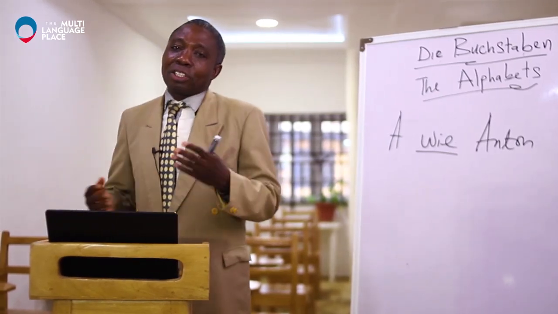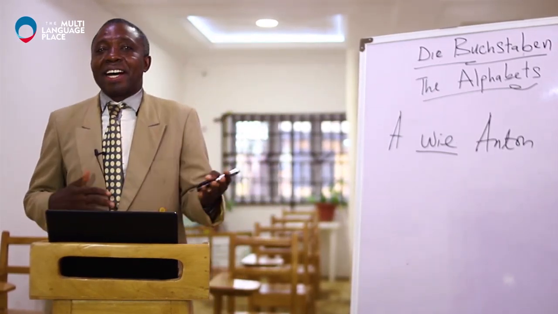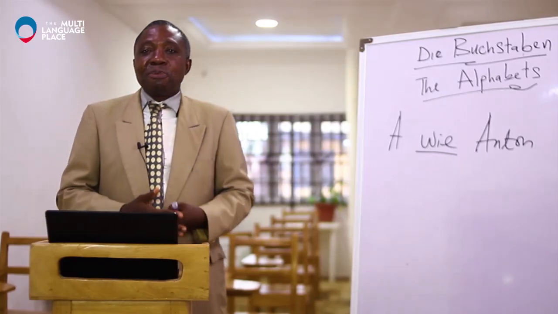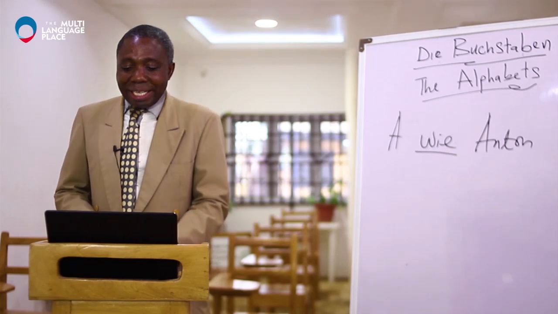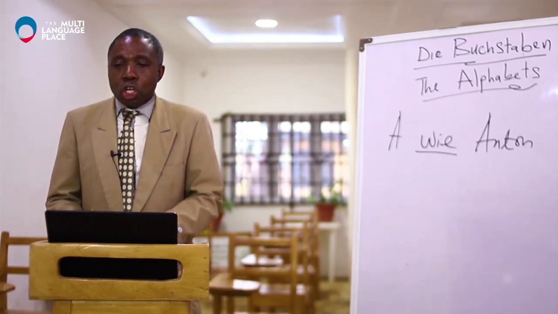A, V, Anton. B, V, Beta. C, V, Caesar. D, V, Dora. And on until you are able to read the whole alphabet with this, attaching it to the noun. We have gotten to E, V, Emil, and then F, V, Friedrich, and then G, V, Gustav, say it, G, V, Gustav.